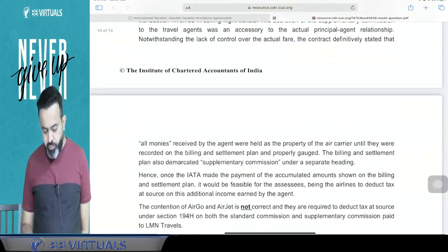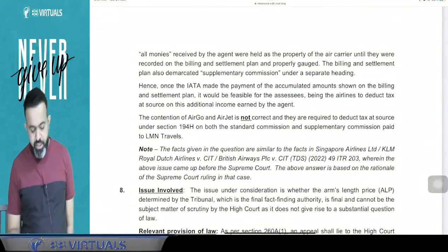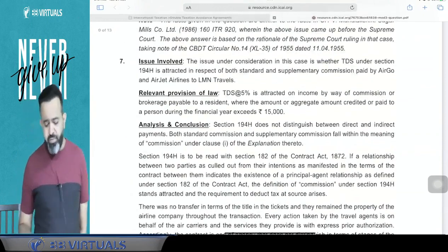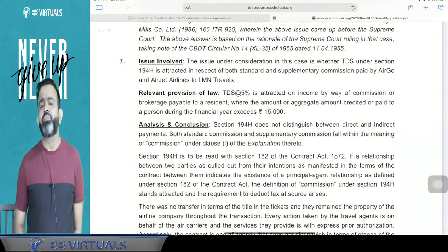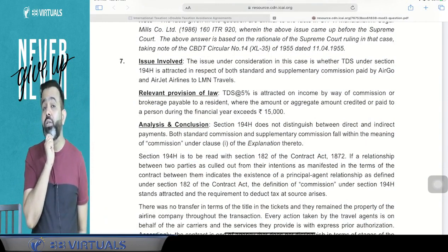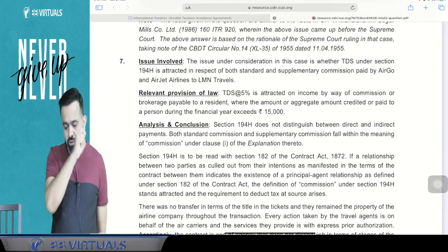After that, case law number 7 is related to the airlines case law. That is Royal Dutch Airlines, KLM Royal, as well as Singapore Airlines and British Airways. You know that we discussed it in the TDS topic. Suppose any additional commission is received by an airlines company, on this additional commission will there be TDS or not? The answer is yes. I took the example of Indigo and MakeMyTrip and all. So this is the case law.